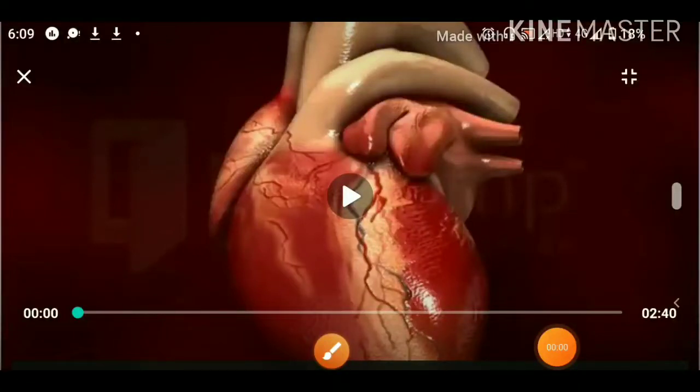Hello students, in this video we are going to discuss the structure of heart and we will do this question in our practical file. In practical file you have to draw the diagram of the heart and you are supposed to explain each part and their location as well as their function. You can do in the form of a table or you can do in the form of a paragraph.